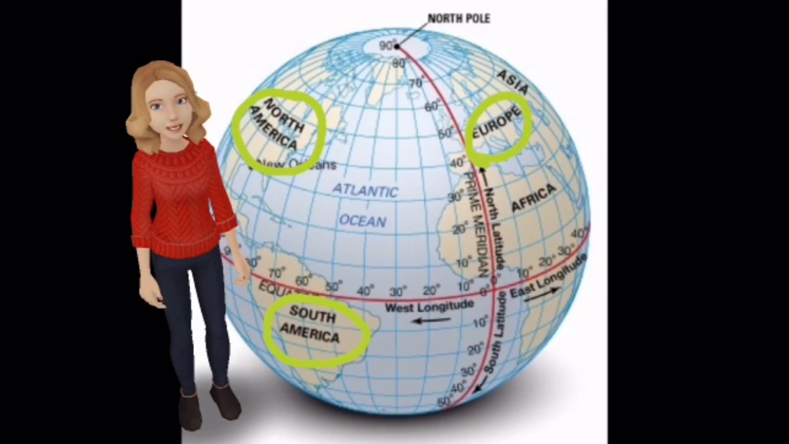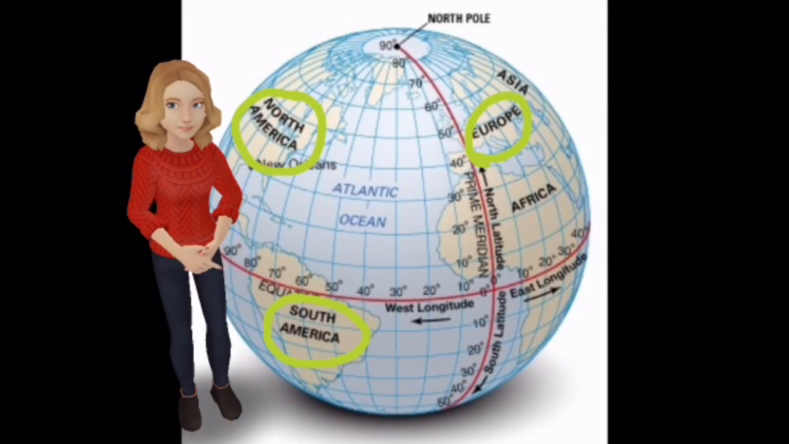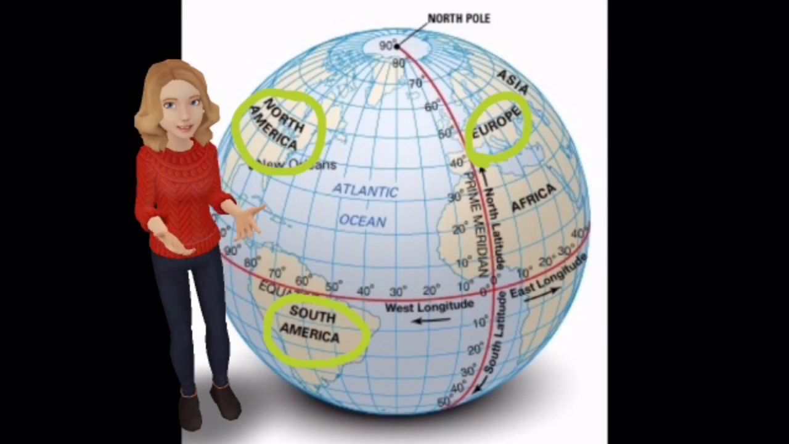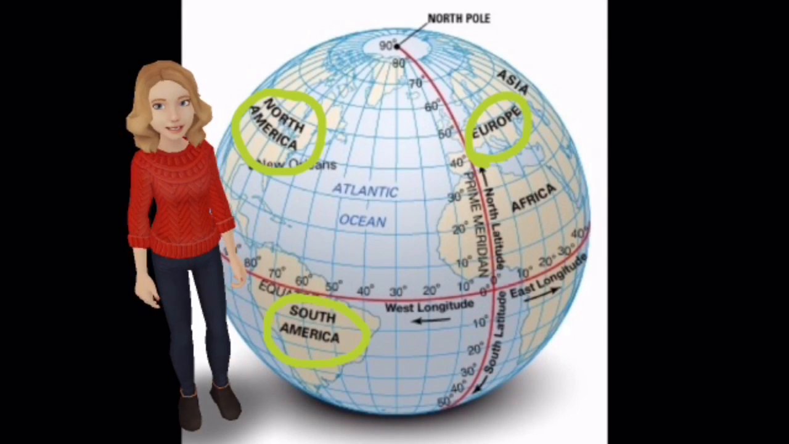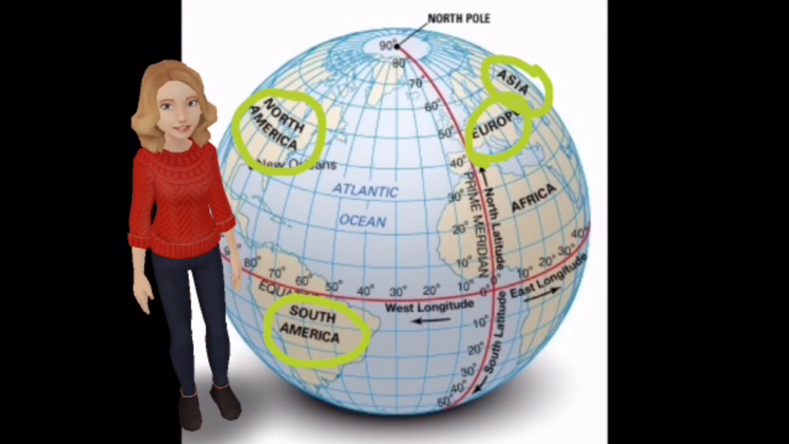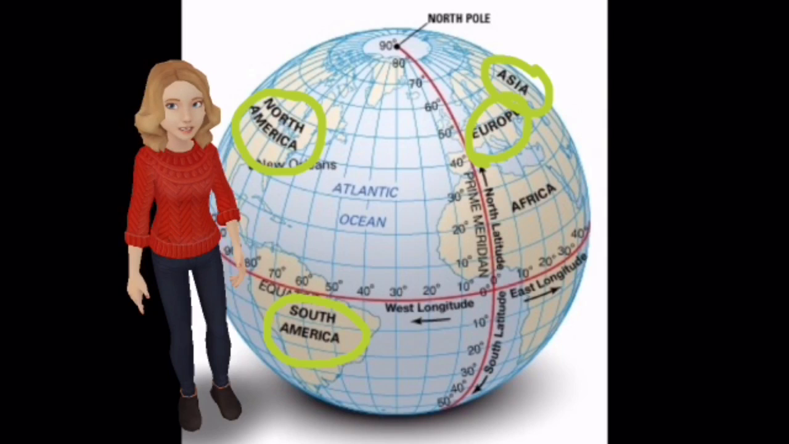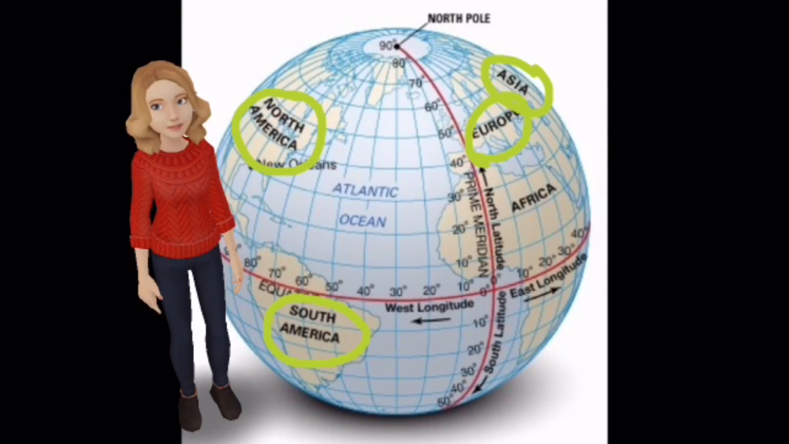What about South America? Did you guess that it's mostly in the southern hemisphere? It's also completely in the western hemisphere, just like the United States. What about Asia? Asia, like Europe and North America, is in the northern hemisphere because it's north of the equator. It's also in the eastern hemisphere, like most of Europe, because it's east of the prime meridian. As a matter of fact, when people say the East, they often are referring to Asia.